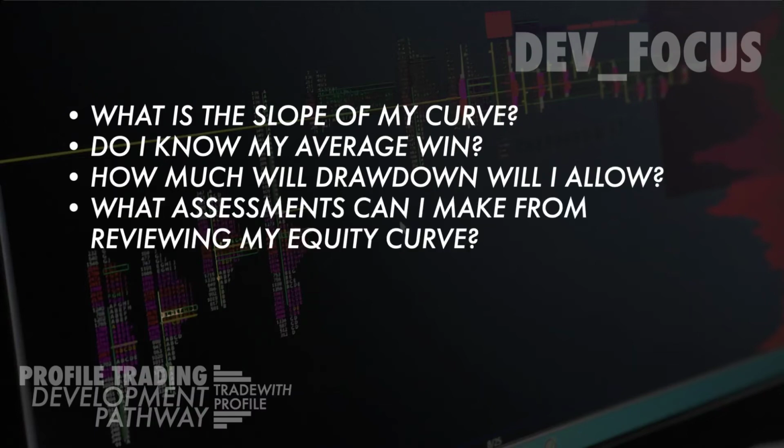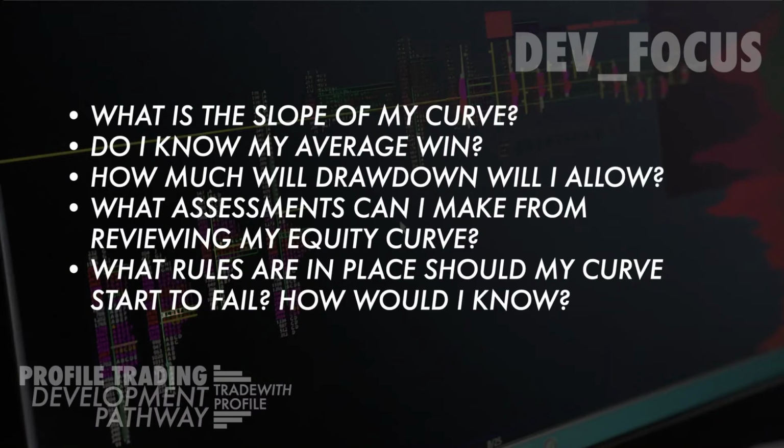What assessments can I make from reviewing my curve? If it's flat, or it looks like a washboard up and down, that can be indicative that I don't have a good playbook, or I'm not waiting enough. I'm too active. Or if you have good solid curves and then you see these big drawdowns, what is that saying? That I'm not doing a good job of managing my risk when I'm out of flow with the auction. I need to adjust that. What rules are in place should my curve start to fail, and how would I know what those are?